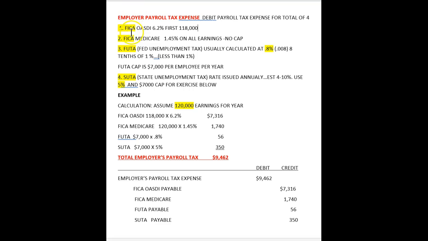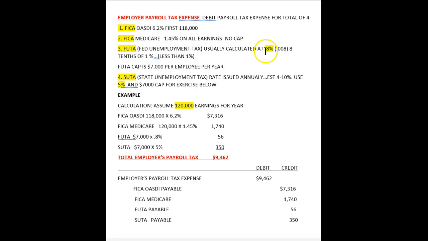So the four taxes, then, which will be debiting payroll tax expense for a total of four, are the FICA OASDI, the FICA Medicare, and the federal unemployment tax. Okay, remind you that that's 0.8%. That's less than 1%. So be careful with your decimal.